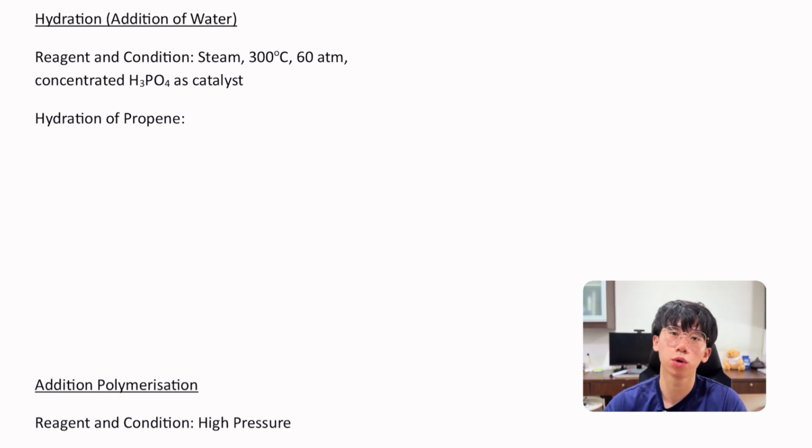So this is also another addition reaction. The reagent condition is important to memorize. This is using steam, 300 degrees Celsius, 60 atm, and concentrated H3PO4 as a catalyst. H3PO4 is phosphoric acid. So how do I draw the hydration of propene?